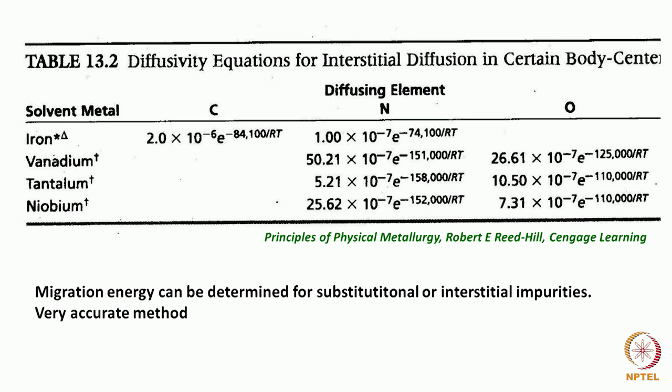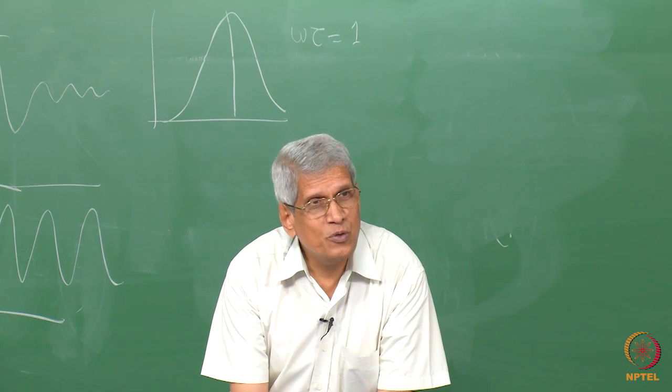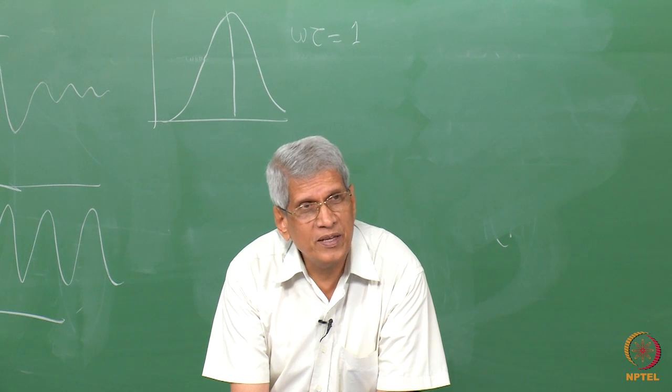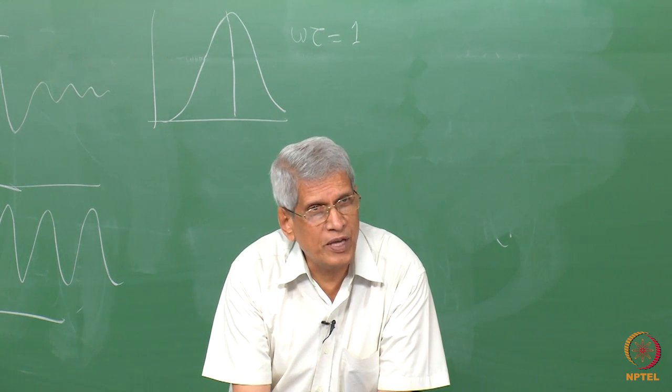Not only that, since we are talking about defect movement, even on substitutional impurities the same thing could be done. Only thing is that the jump rates will be at a higher temperature, correct? So this experiment could be performed for interstitial or substitutional impurities.